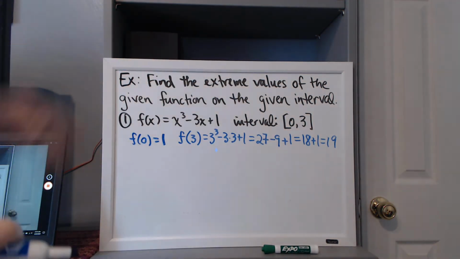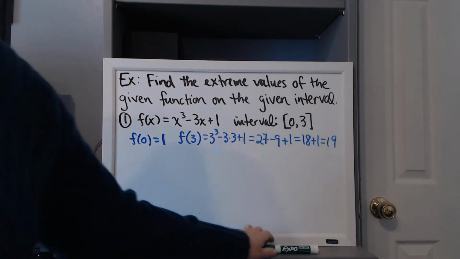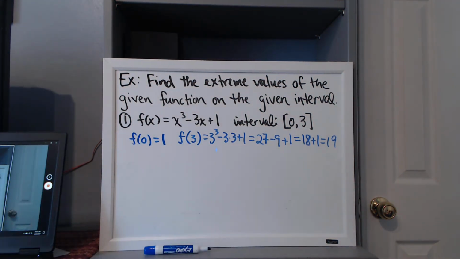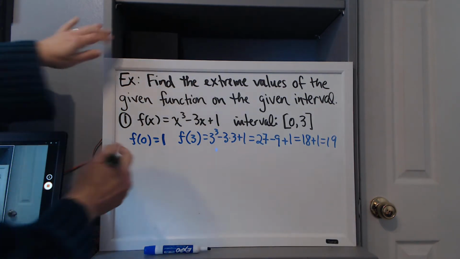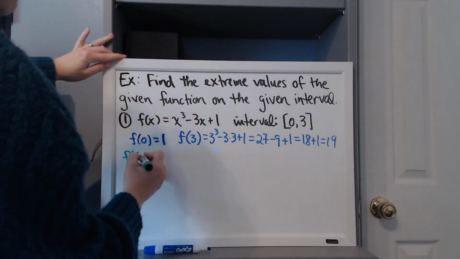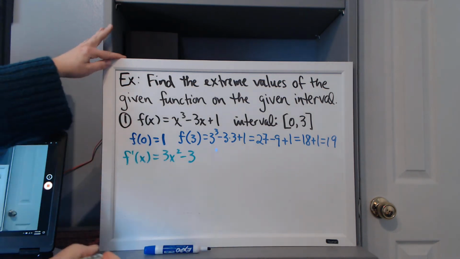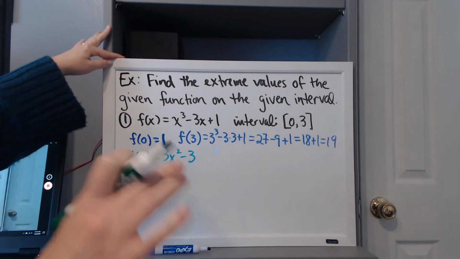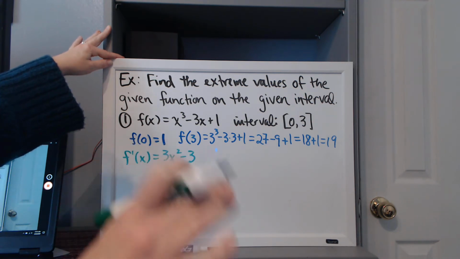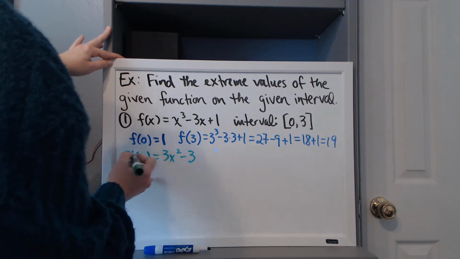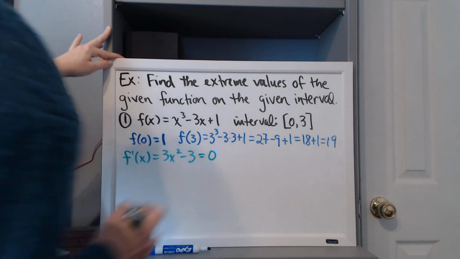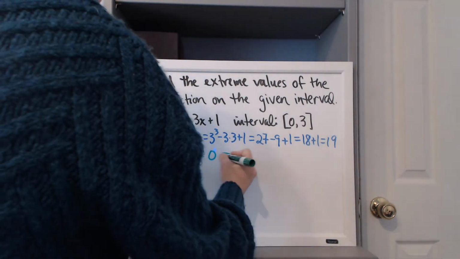So that's step 1. Step 2 is that we want to find the critical points of our function. So we're going to find the derivative. f prime of x is 3x squared minus 3. Again, this is a polynomial, so we don't ever have to worry about where the derivative doesn't exist. So we're just going to set the derivative equal to 0 in order to find the critical points.